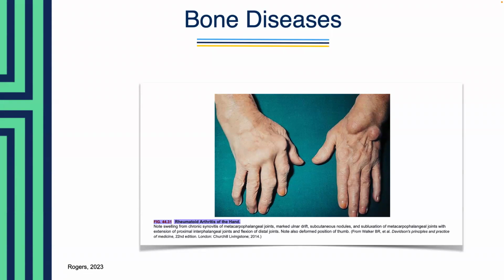Now I'm going to get to talking about rheumatoid arthritis, which this image in 44-31 is showing, rheumatoid arthritis of the hands. Let me back up. Rheumatoid arthritis is an autoimmune disorder, where the immune system mistakenly attacks the body's own joint tissues. So our exact trigger is not really known, so it's idiopathic, but genetic and environmental factors likely play a role in this disease process.